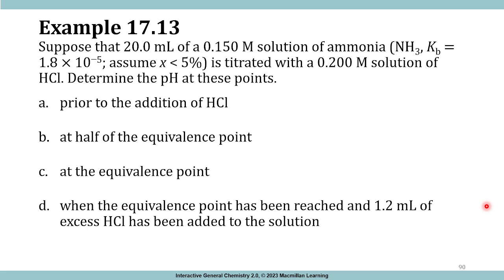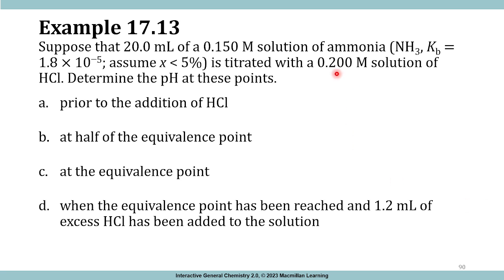Okay, so let's suppose 20 milliliters of 0.15 molarity solution of ammonia, NH3. The Kb is 1.8 times 10 to the negative 5. Again, we're going to assume that we're less than 5% for our x, so we can make those base assumptions and do this problem the easy, quick way instead of the quadratic formula way. It's titrated with 0.2 molarity HCl. Determine the pH at these points.